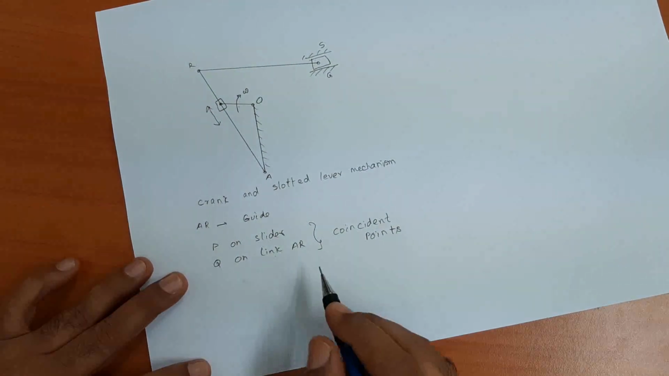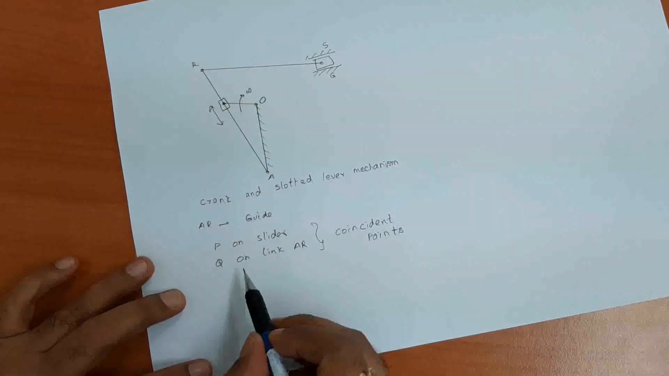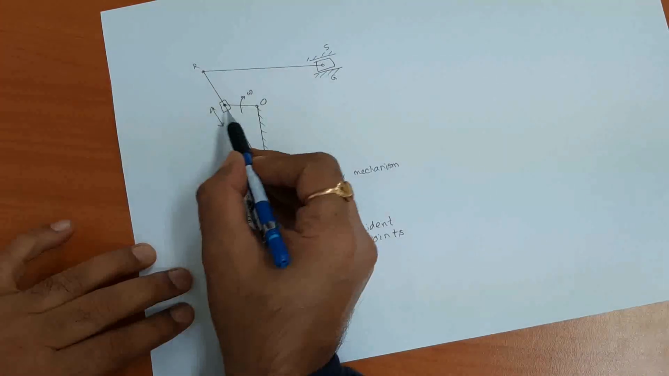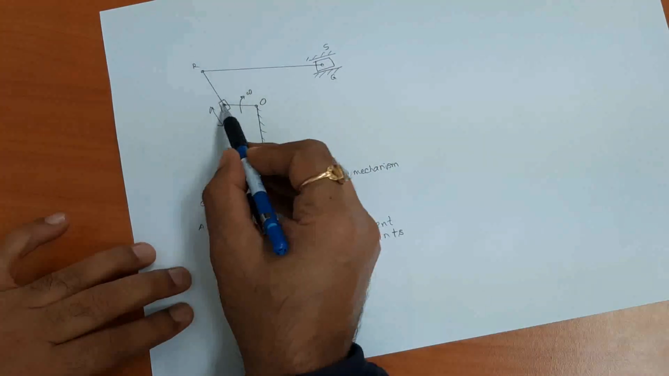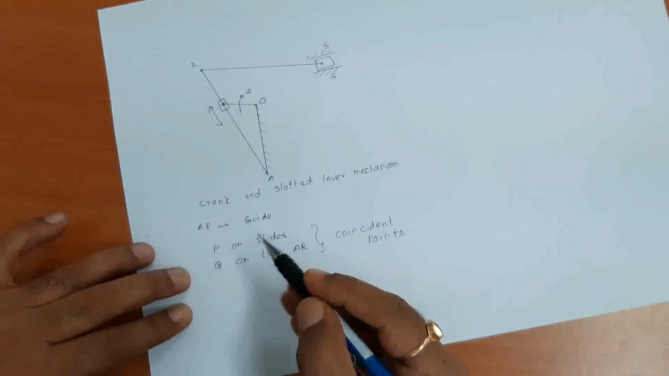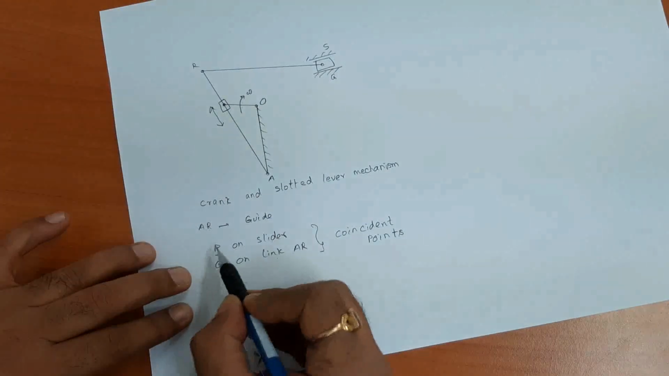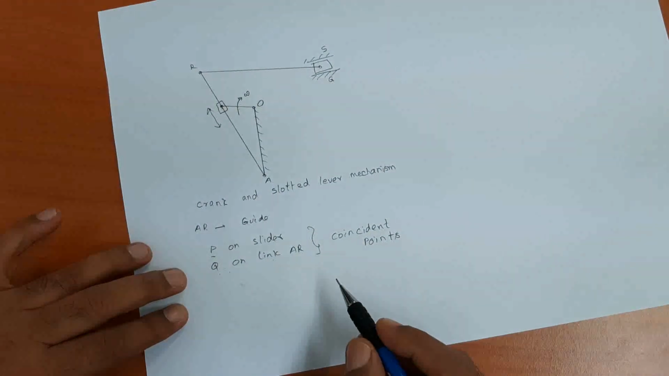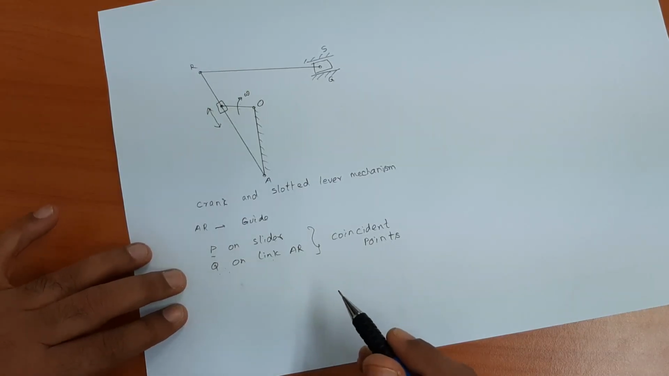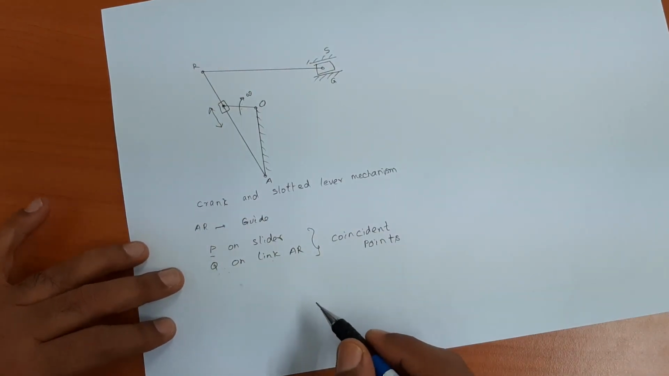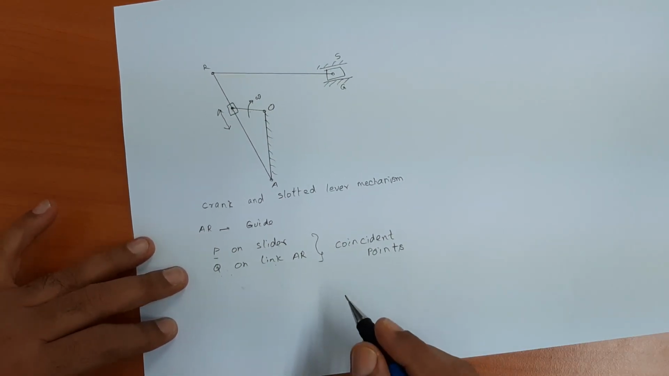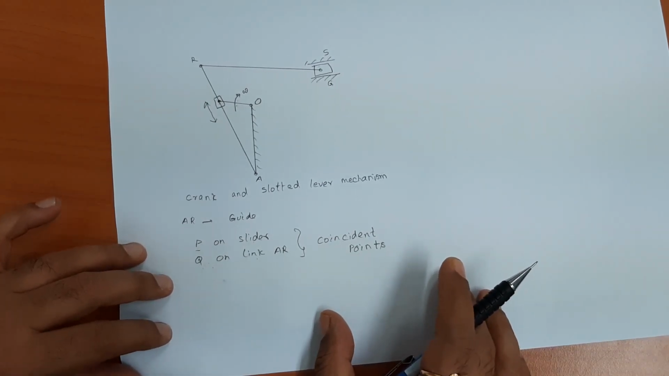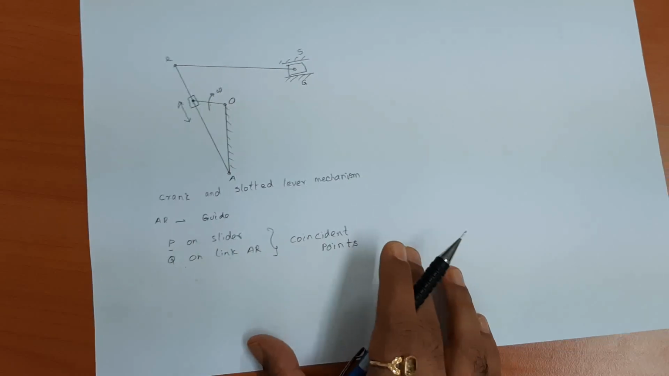When we assume like this, actually it is a single point, where Q is on this link AR and P is on this slider. Once we assume like this, we can construct the velocity diagram and write the equations, and we will discuss it with an example. I am taking one example here.